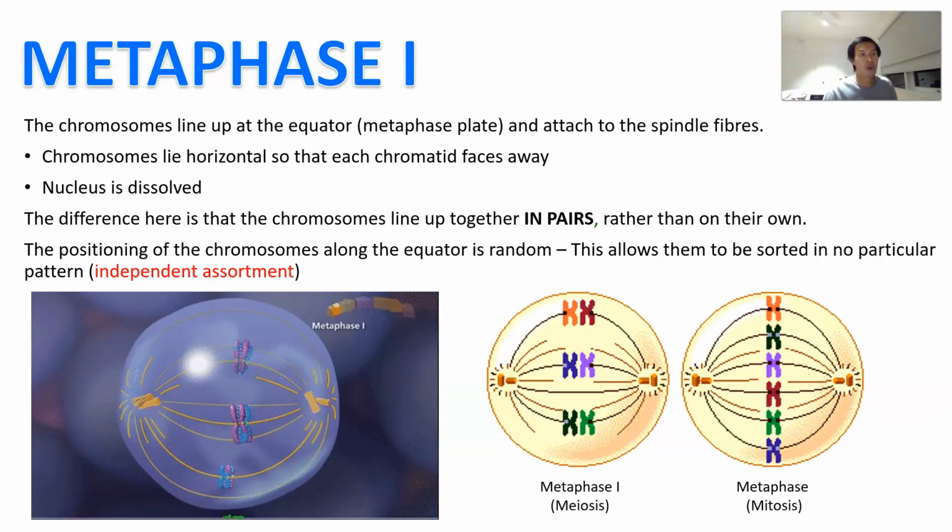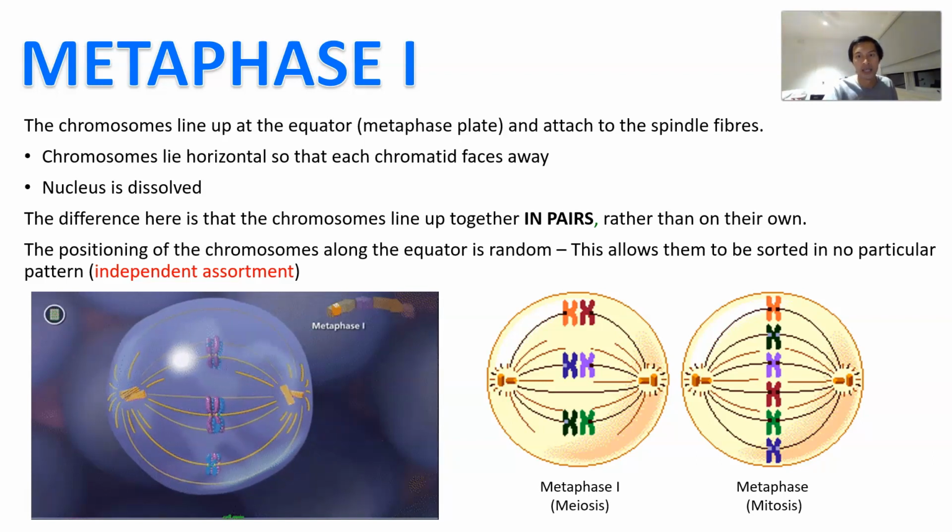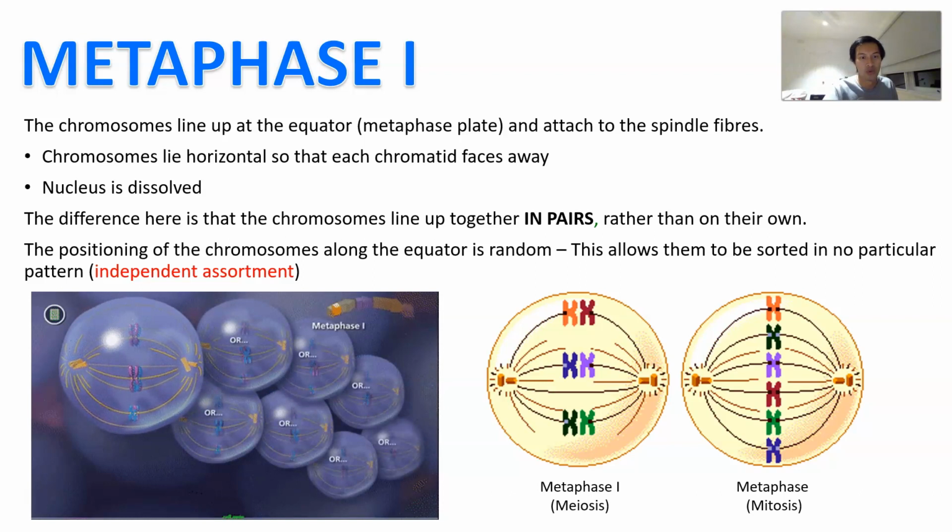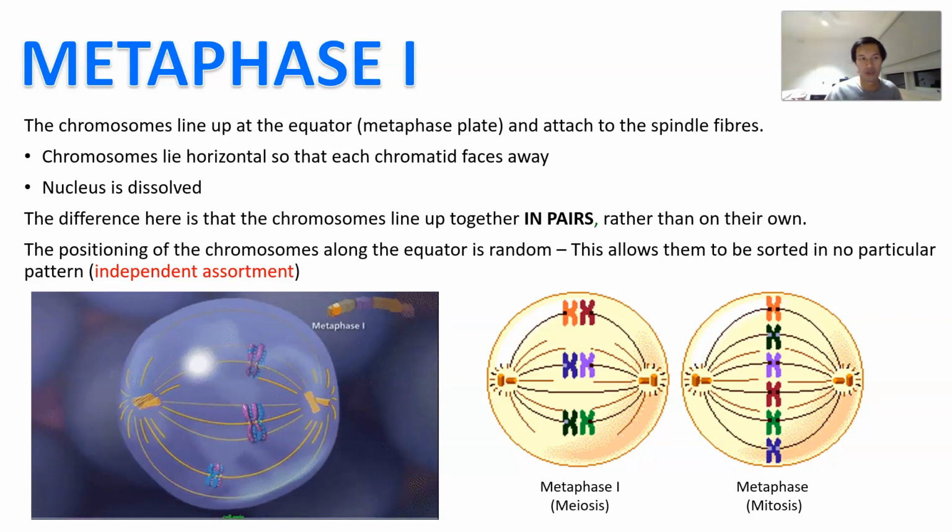Now, in metaphase 1, your chromosomes are going to line up at the equator along the metaphase plate, and they're going to attach themselves to the spindle fibers, okay? The chromosomes are going to lie horizontal so that each chromatid faces away. The nucleus by now is fully dissolved.